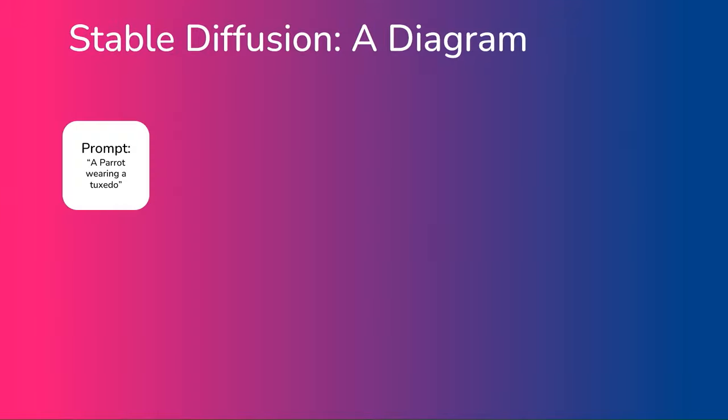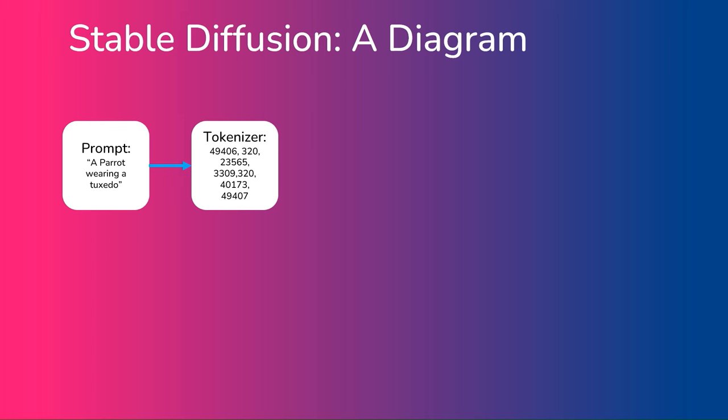Even if you have an idea, here's the gist of it. So Stable Diffusion, a diagram: you prompt for something, in this case a parrot wearing a tuxedo. This gets converted into so-called tokens. It's just a dictionary, just a lookup. So in this case, A is the number 320. The other tokens here are the start and end tokens. So A is here 320, and then parrot, for example, is this number, et cetera, et cetera.